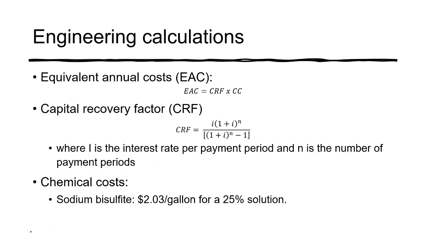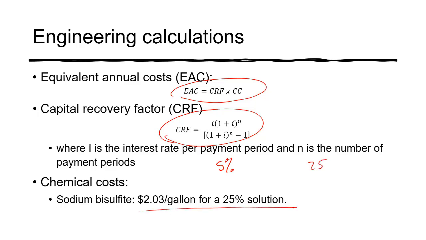You also need to calculate the annual costs, and that is dependent on a capital recovery factor and what I've told you to use. This is again in the Word file: a 5% interest rate and a 25-year payment. And then I give you the chemical cost for sodium bisulfite, and that is $2.03 per gallon. That is 2020 values, and that's for a 25% solution.